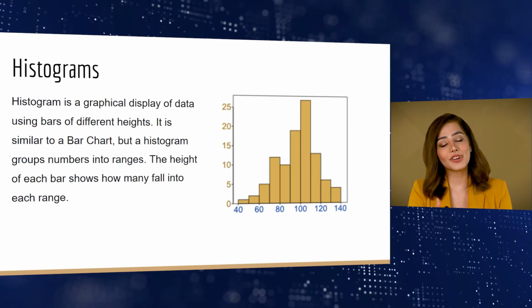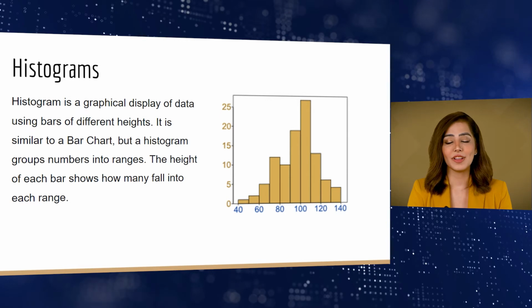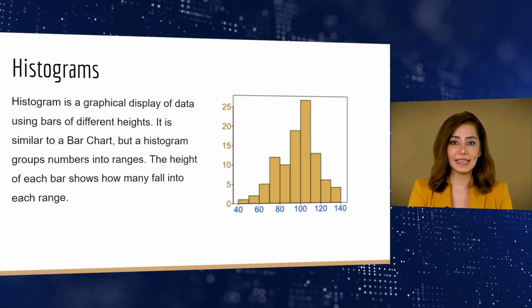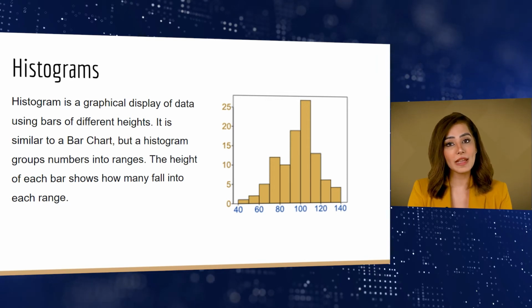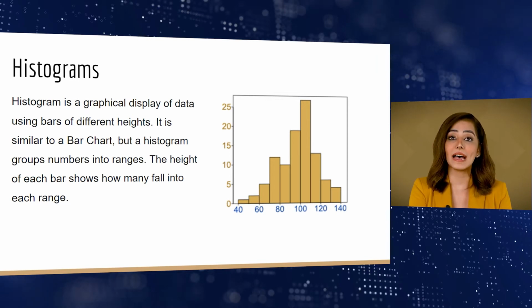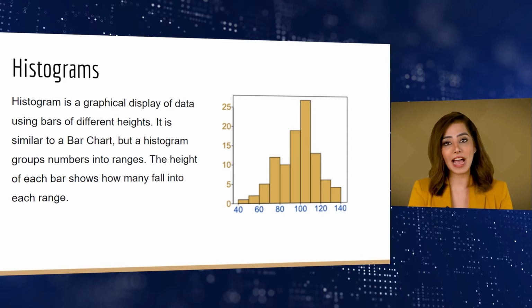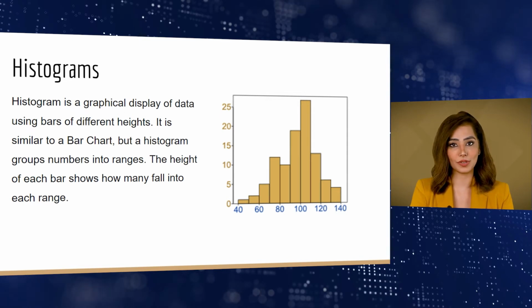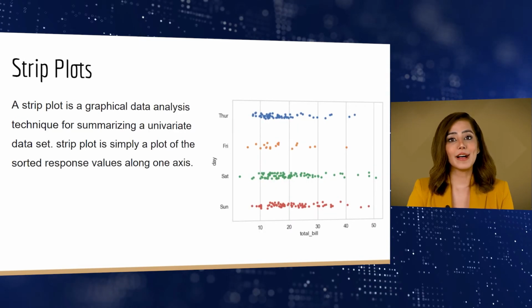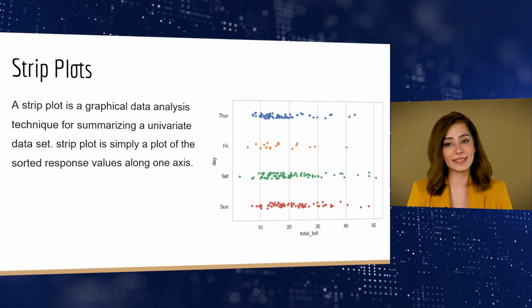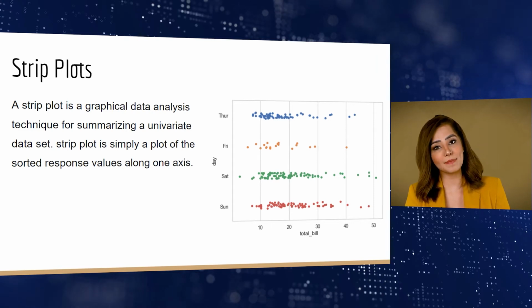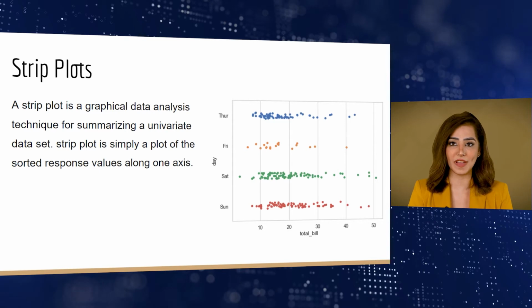Histograms. It's a graphical display of data using bars of different heights. It's similar to a bar chart, but a histogram groups numbers into ranges. The height of each bar shows how many fall into each range. Strip plots. A strip plot is a graphical data analysis technique for summarizing a univariate data set. A strip plot is simply a plot of the sorted response values along one axis.